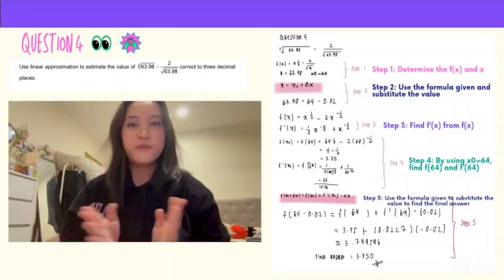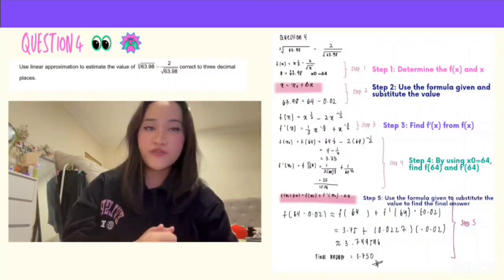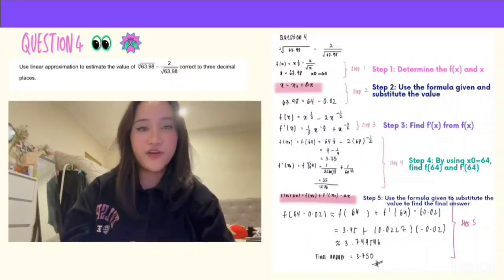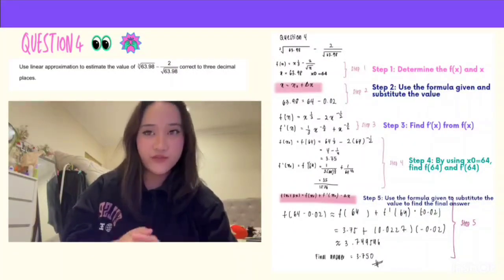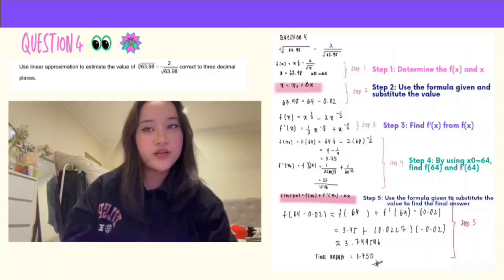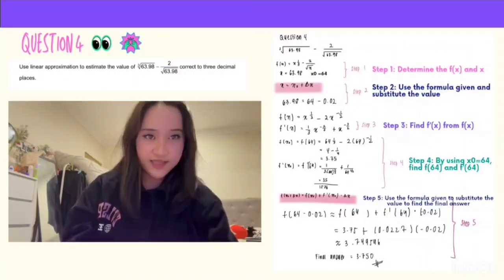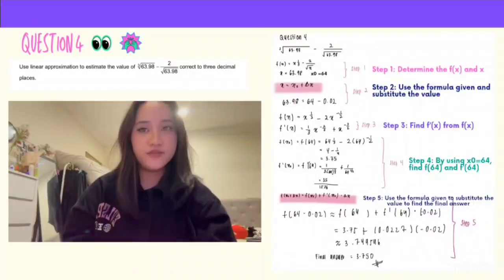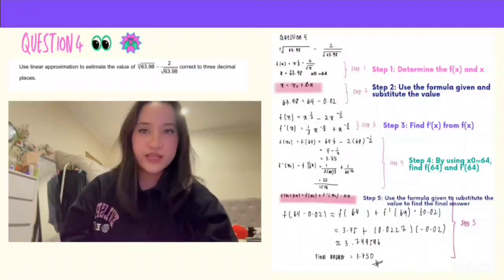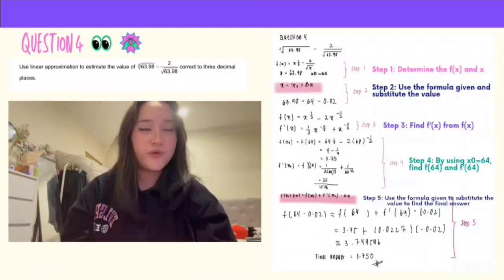For step 4, by using x0 equals 64, we need to find f(64) and f prime(64). The answer for f(64) should be 3.75, while for f prime(64), the answer should be 35 over 1536. For step 5, use the formula given above to substitute the values to find the final answer. And the final answer should be 3.750.